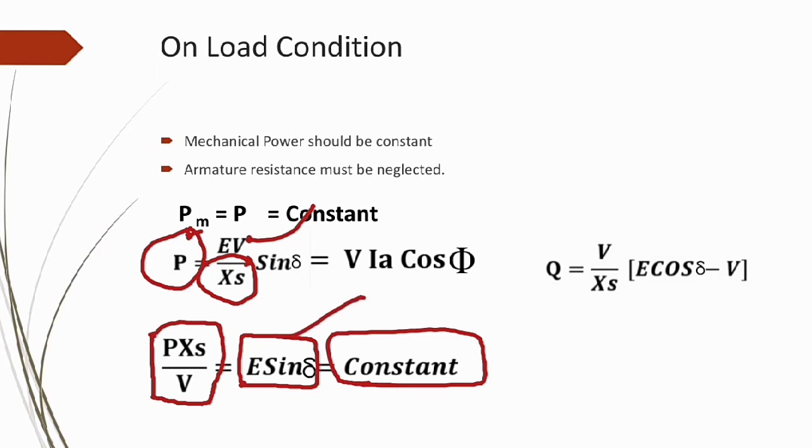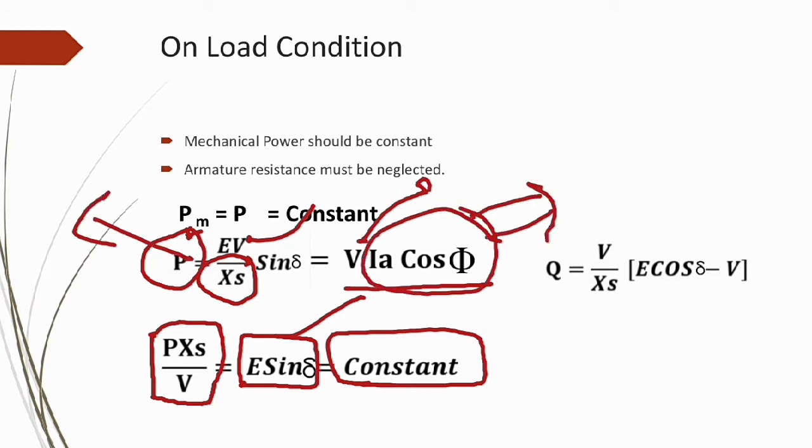The next one is V IA cos phi. Here the terminal voltage is constant and P is constant, that means IA cos phi should be constant.